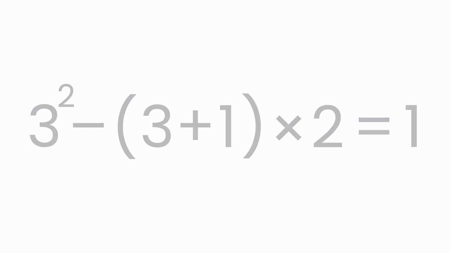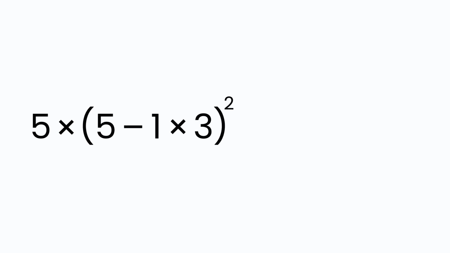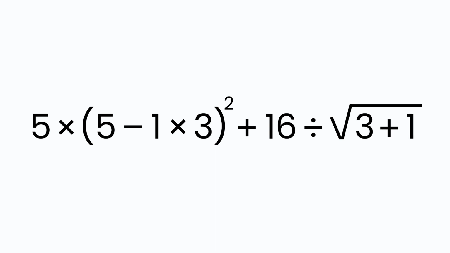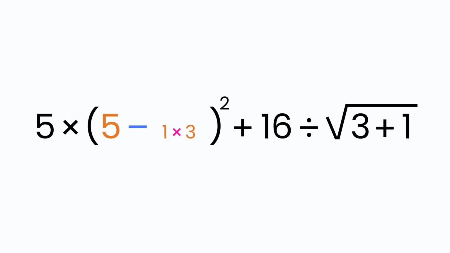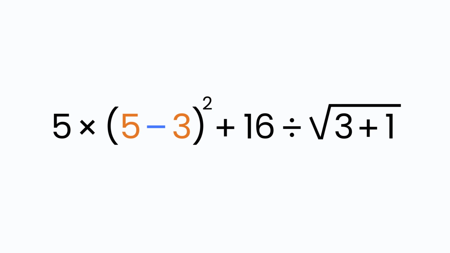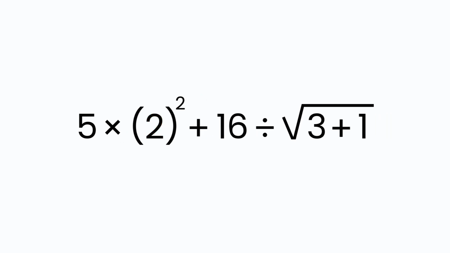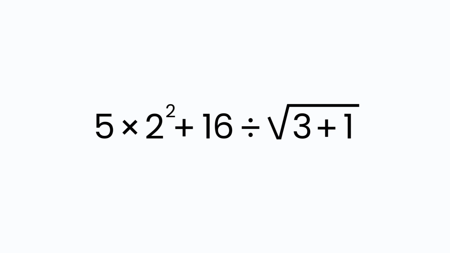Let's have a look at a larger problem. 5 times the quantity 5 minus 1 times 3 squared plus 16 divided by the square root of the quantity 3 plus 1. The PEMDAS rule tells you to solve what's inside the parentheses first. Hence, you solve the multiplication and then the subtraction. Minus 1 times 3 is minus 3, and 5 minus 3 is 2. So, the parentheses can be replaced with 2.